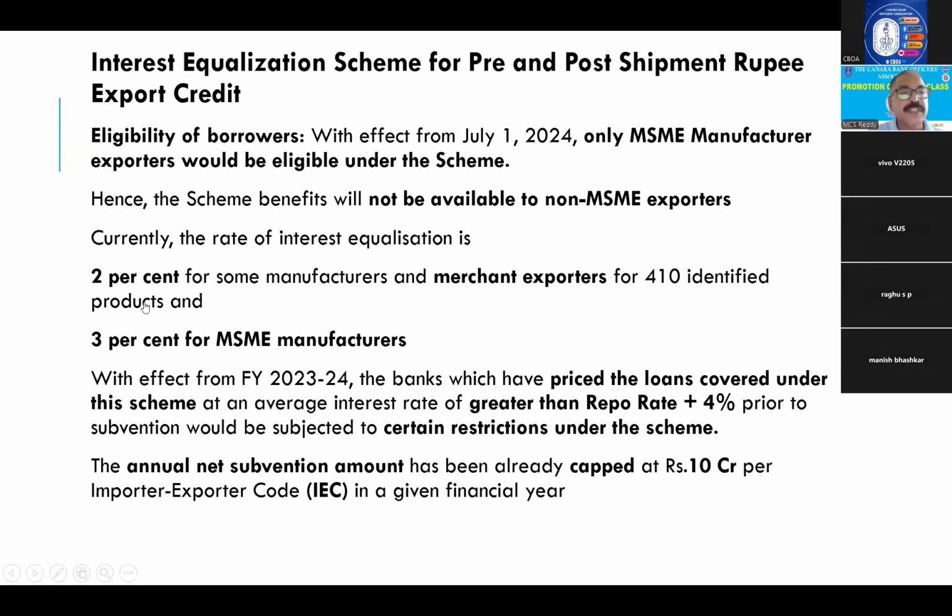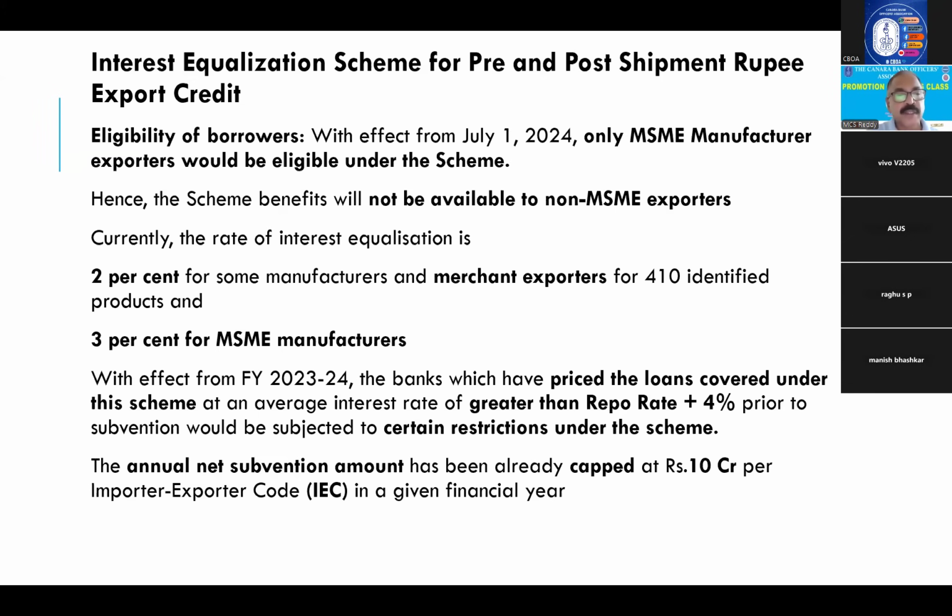Earlier, the guideline was 2% for some manufacturers and merchant exporters for 410 identified products. There is another name also for these 410 HS sectors, some identified sectors. For that it was earlier 2%, and 3% for MSME manufacturers. That means now this 2% concept is not there. Only for SME it is there. That means only 3% interest subvention is available for MSME exporters, manufacturers.